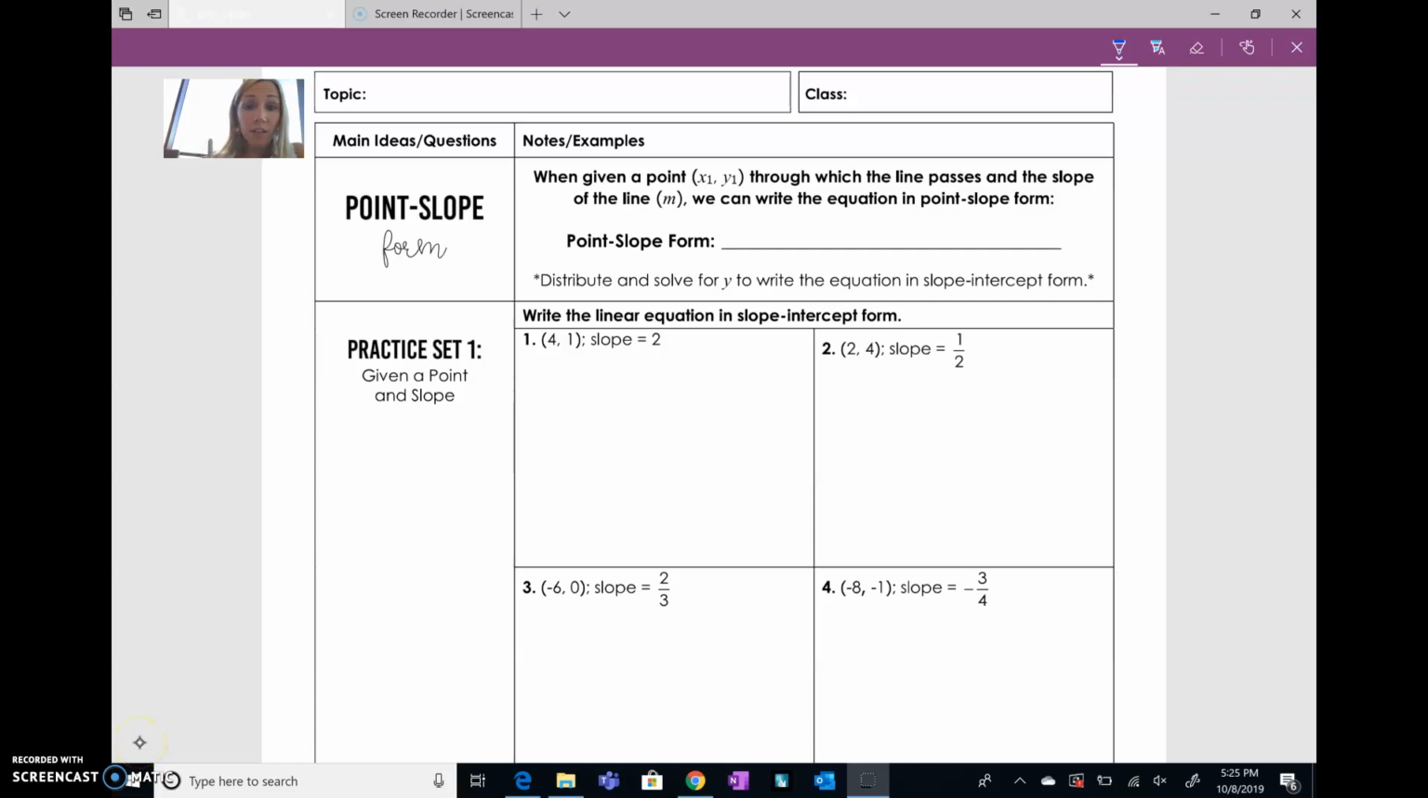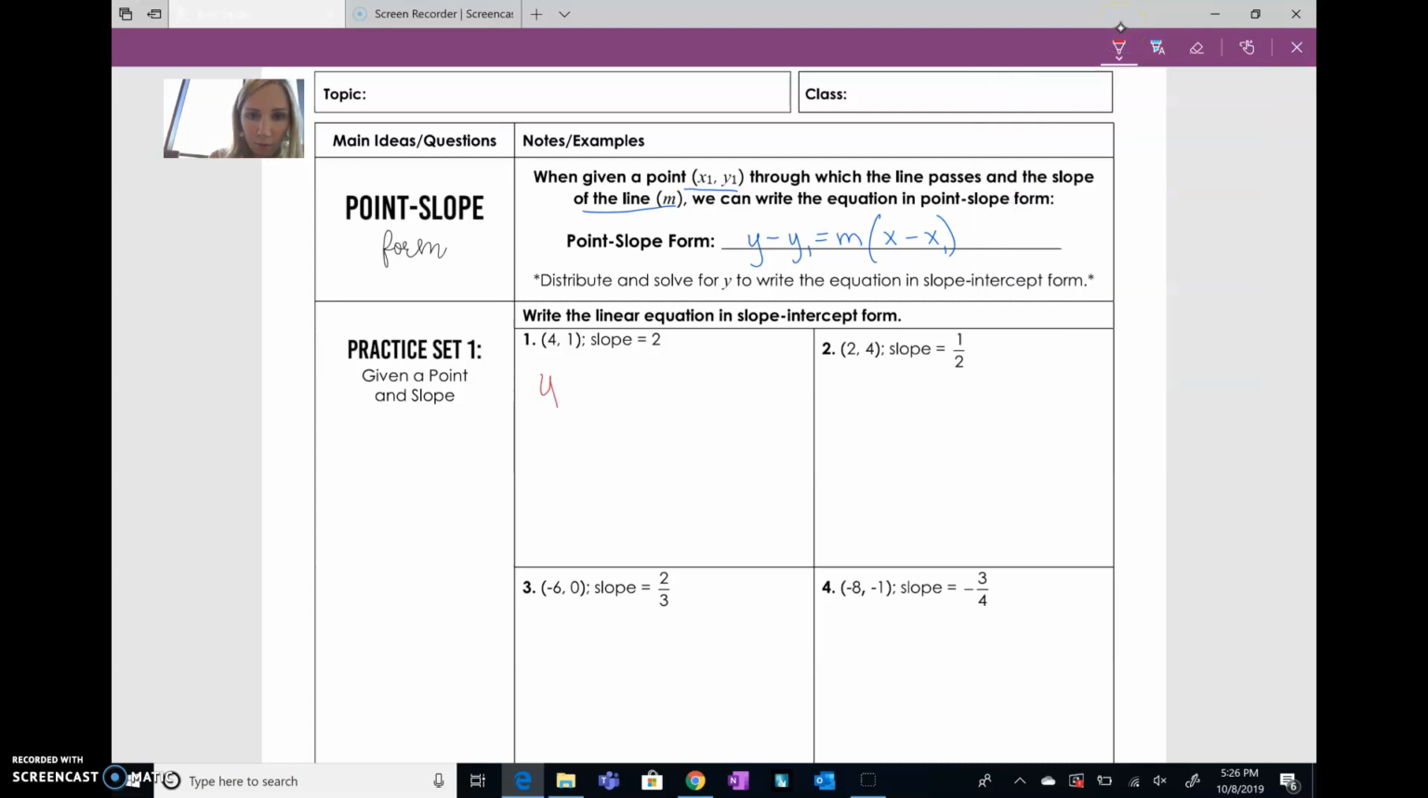Alright guys, so we've already learned about slope-intercept form and standard form. So those are two ways to write lines. Point-slope form is the third way. So when you have a point that it passes through and the slope is m, we can write the equation. It's y minus y1 equals m times x minus x1. Okay, so let me show you how that works.